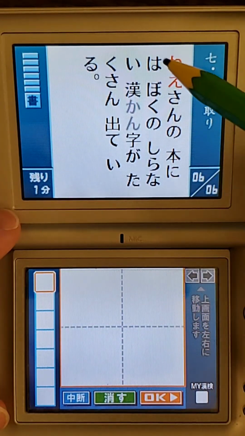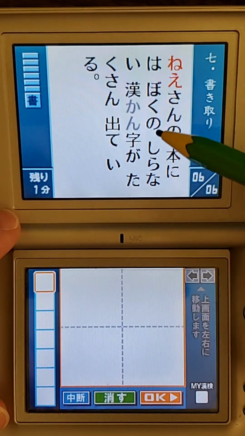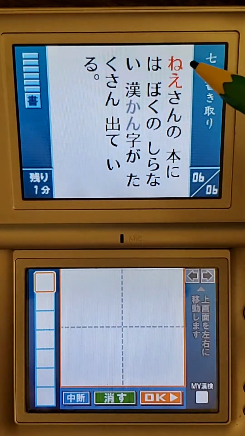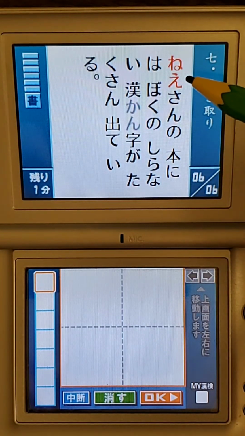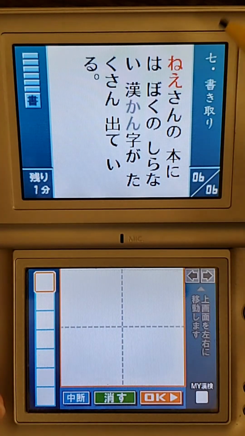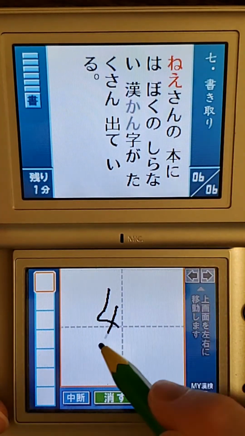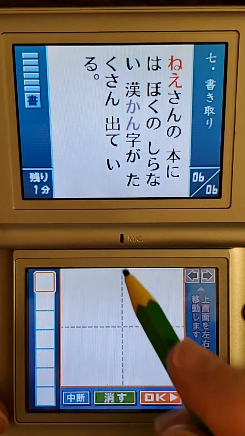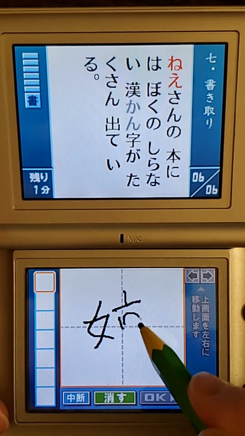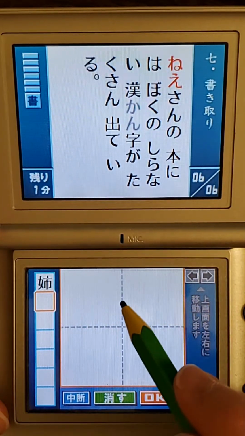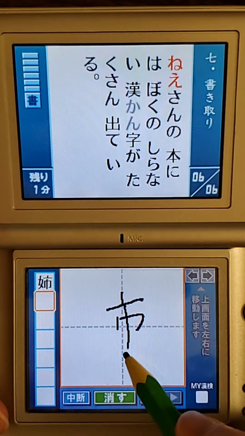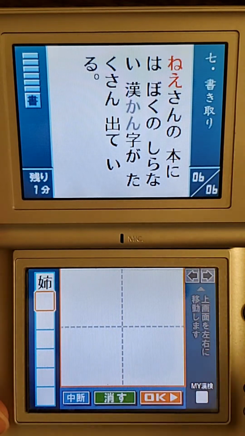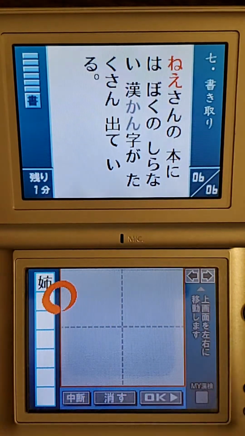姉さんの本には僕の知らない漢字がたくさん出ている. So in older sister's book, there's a lot of kanji that I don't know. So nei-san. So we put the kanji for woman, and then that's wrong. That's not how you write it. It might look right, but it's wrong because you got to do that and then do that instead of doing that. Even though you'll know what it is.